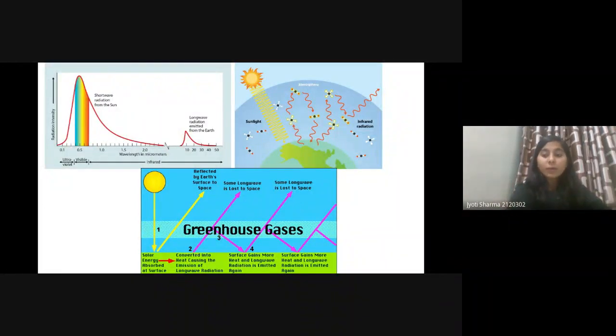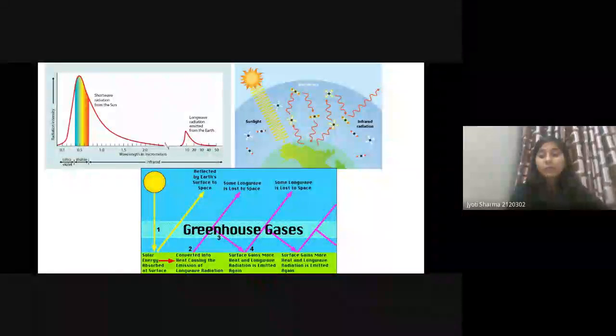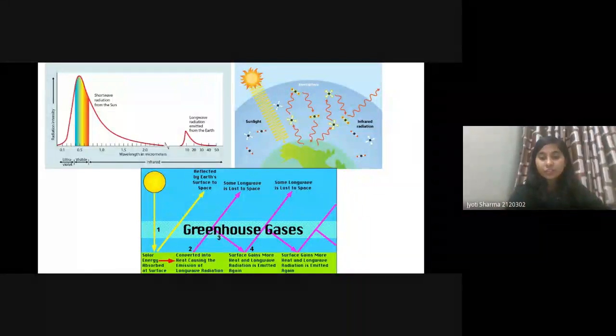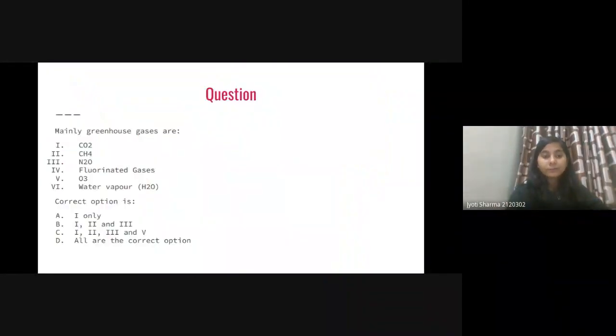That's why the cause of global warming is the presence of the greenhouse gases, and these greenhouse gases are absorbing the long wave radiation. Okay, and infrared radiation is an example of long wave radiation. Okay, so you have to tell me the names of the greenhouse gases. I have 6 options, and you have to tell me which gases are the greenhouse gases.